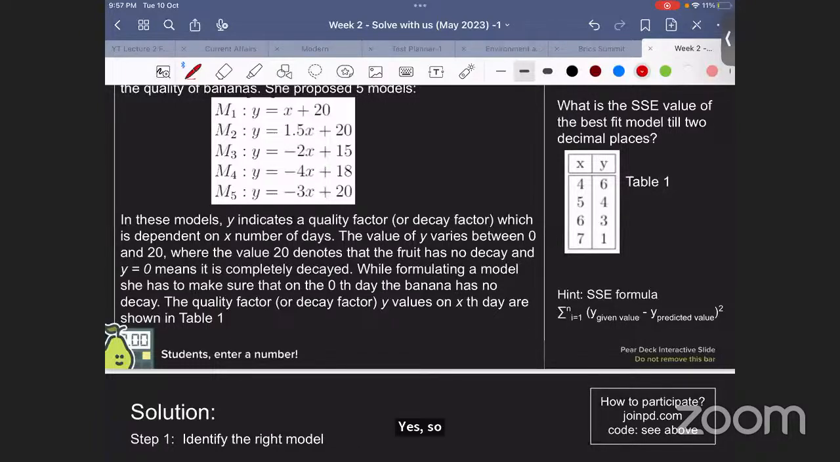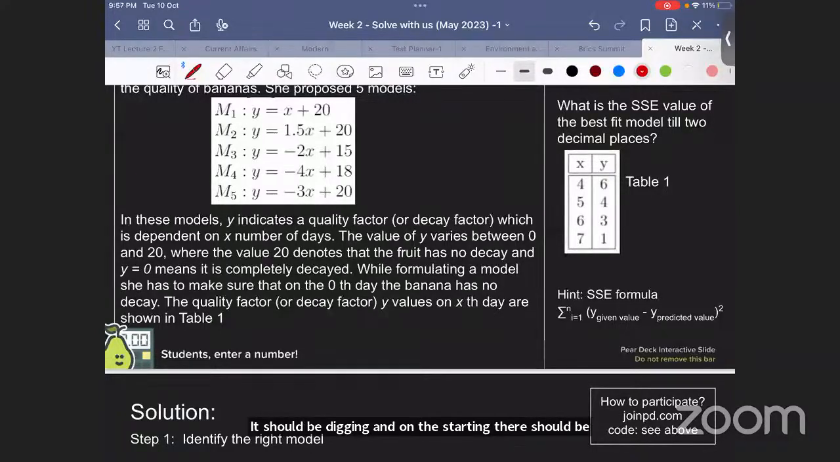Now you can see that in M3 and M4, if you put the value of X equal to 0, what value do you get? For M3, you get 15. It's not possible. For M4, you get 18. It's not possible. So M3 and M4 are also bad. Now you are left with M5 only. What are the conditions that you have to check? It should be decaying, and on the starting day it should be very fresh. The Y should be 20 on the 0th day.